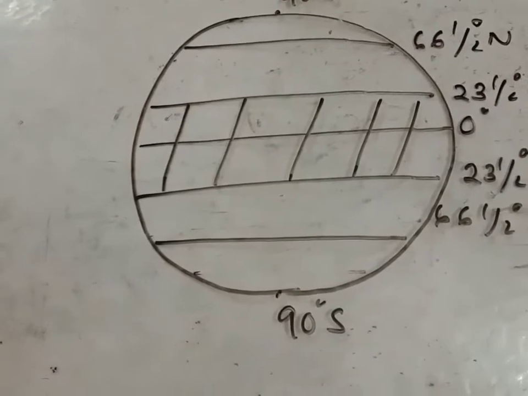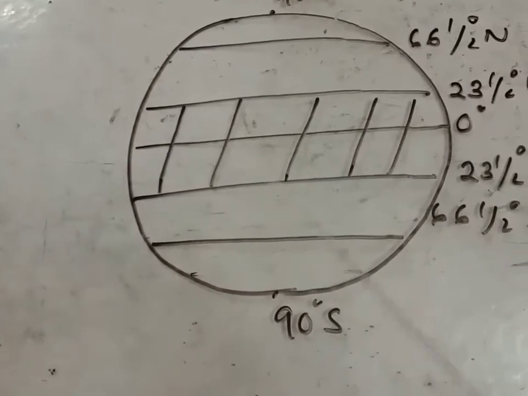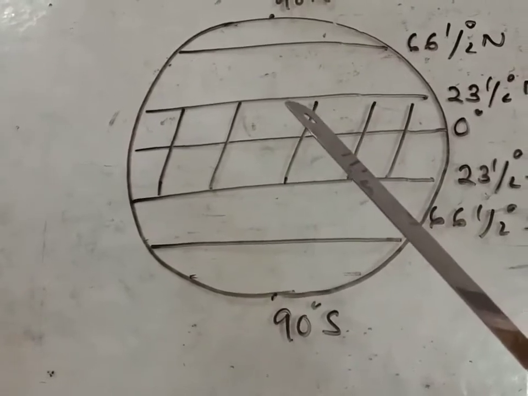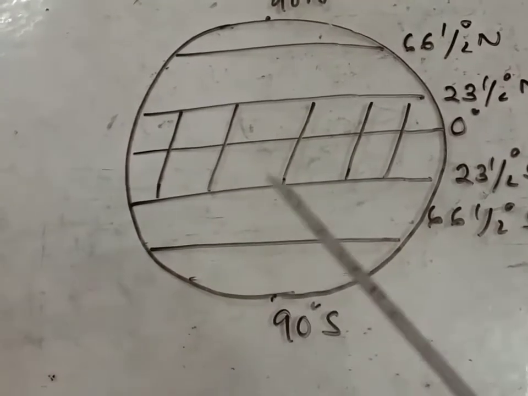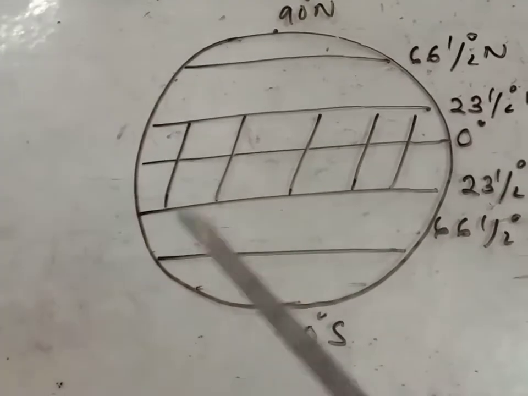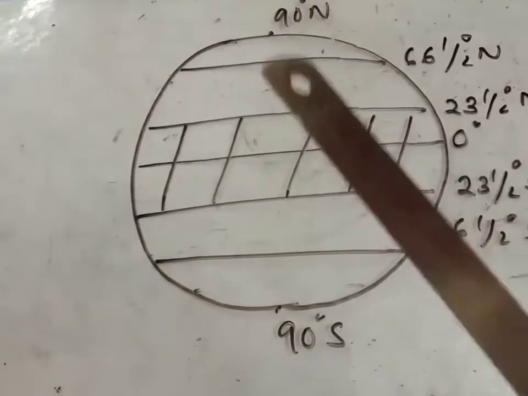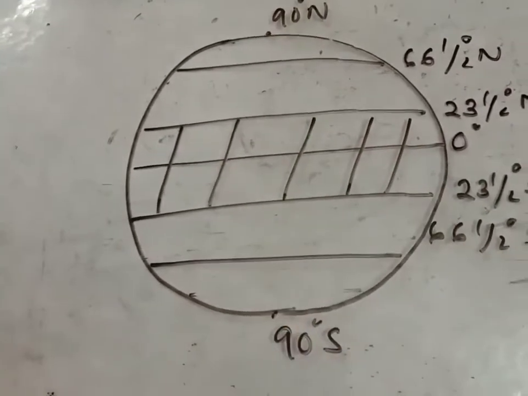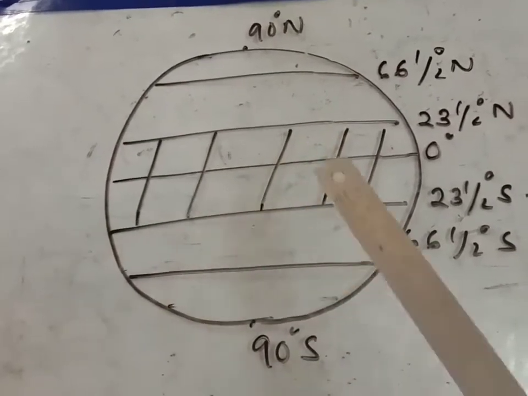So we have three zones, and in the two hemispheres we have one torrid zone, one temperate zone, one frigid zone, and the same in the southern hemisphere, one torrid zone, one temperate zone, and one frigid zone. So in this case you can see that in total we have 6 zones, but generally we have only 3 zones: the torrid zone, the temperate zone, and the frigid zone. So we are going to learn about the torrid zone.